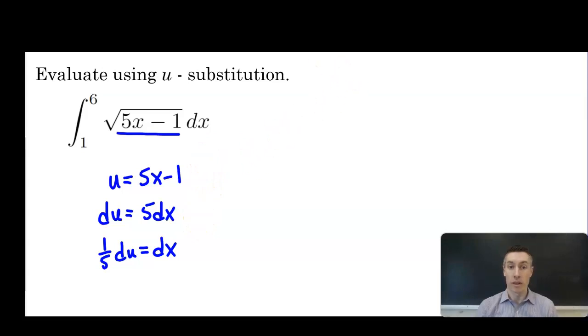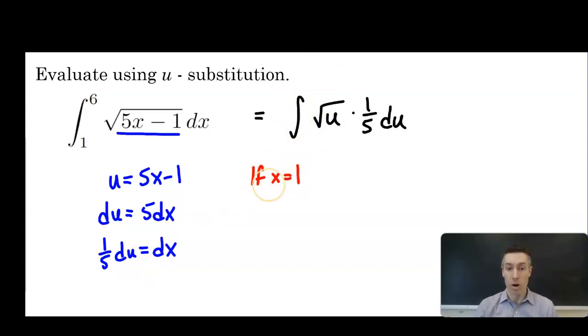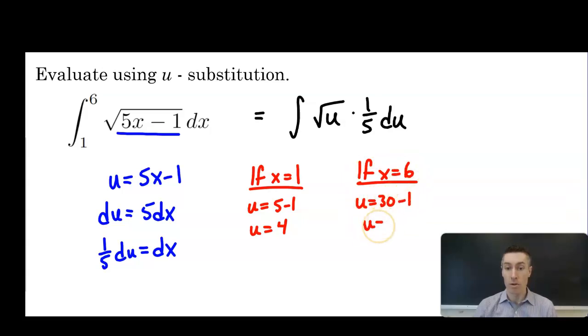Now we need to convert the integral. So this is going to be equal to the integral of the square root of u times 1/5 du, replacing the dx with the du element we found here. And then we have to change our bounds of integration. If x was 1, then u equals 5x minus 1, so u equals 5 minus 1, or u equals 4. And if x were 6, u equals 30 minus 1, u equals 29. So our lower bound is 4, our upper bound is 29.